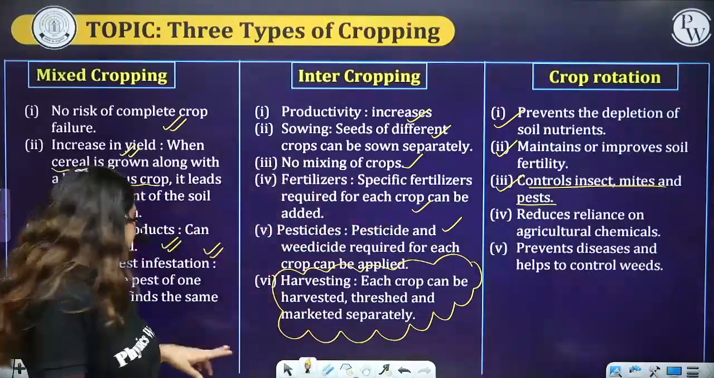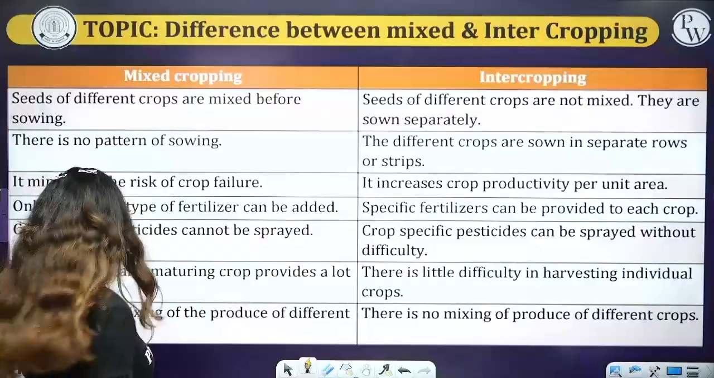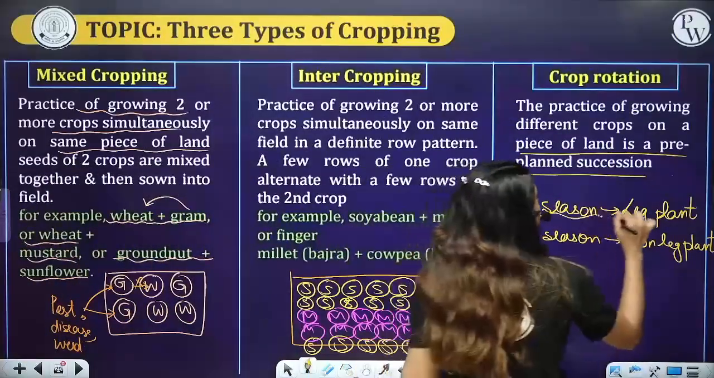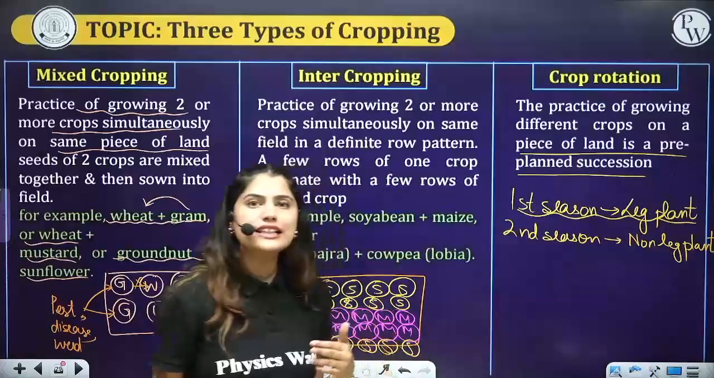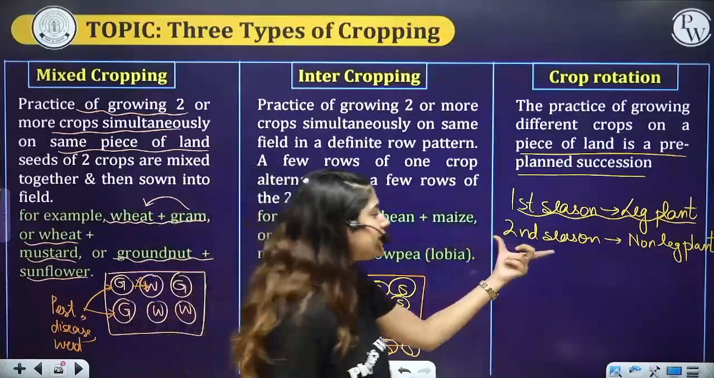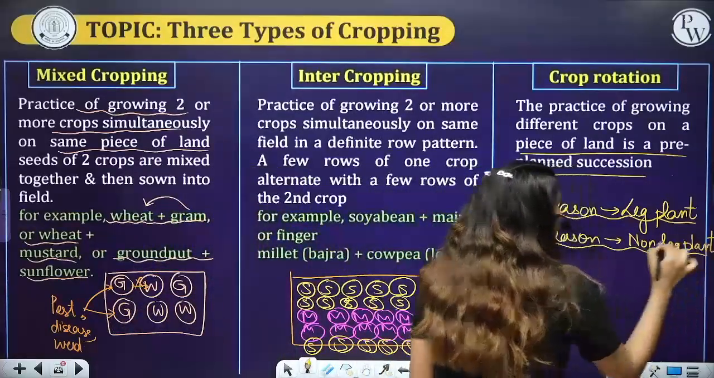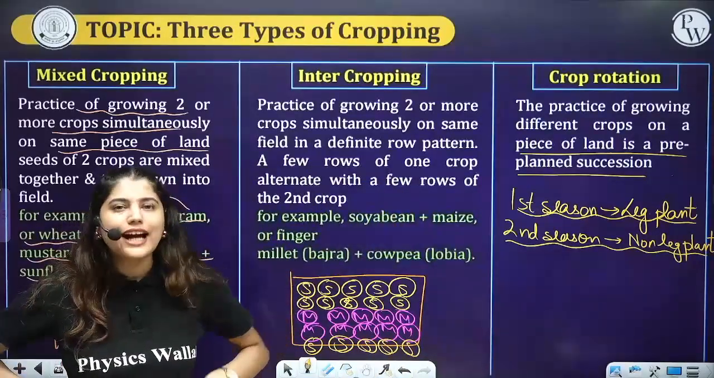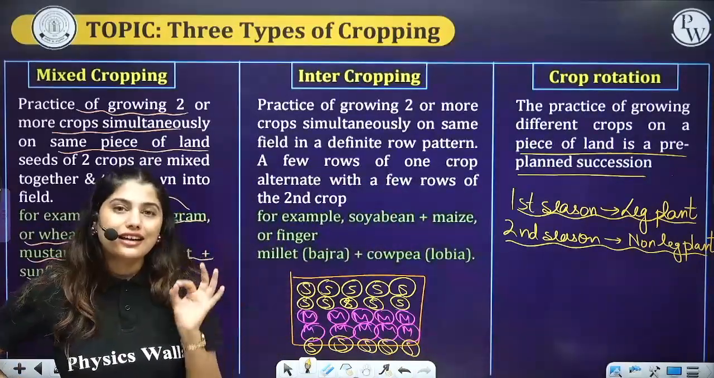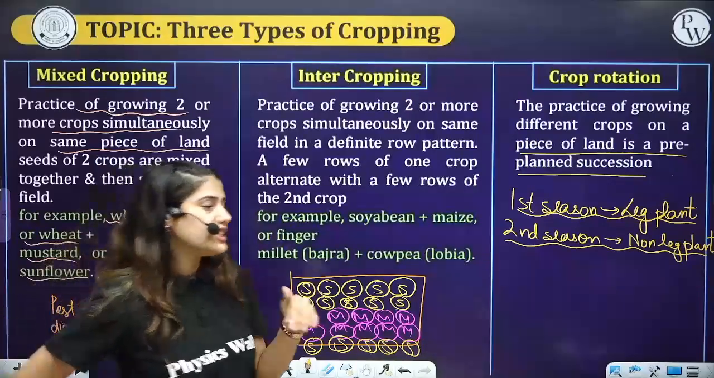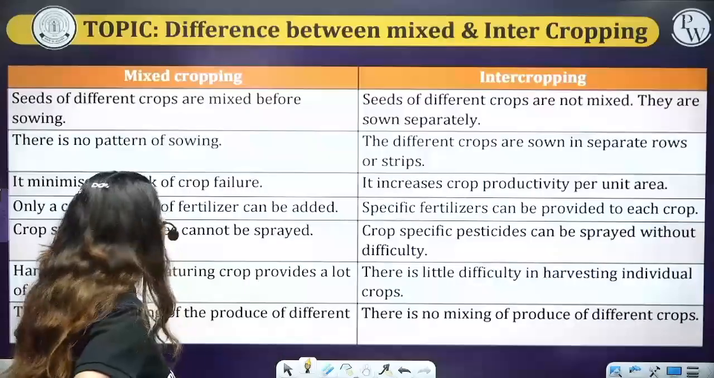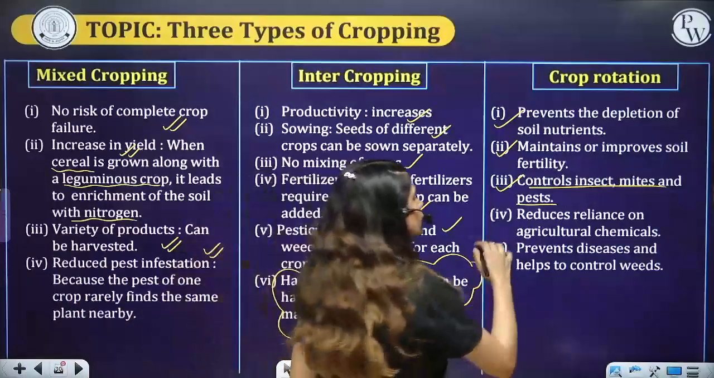In one season, let's say a pest has infected the leguminous plant. But the next season, the pest is not going to find the same plant. The plant will be non-leguminous. Now this pest cannot infect it, right? So yes, we can say that in this way also the pest infestation is decreased, because one type of pest is generally associated with one type of plant only, right?